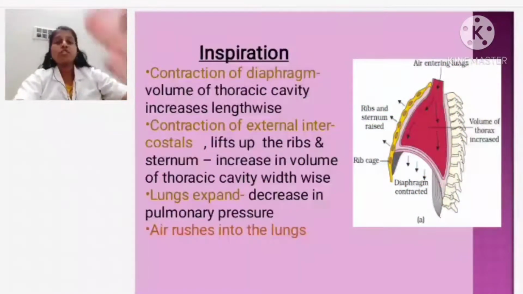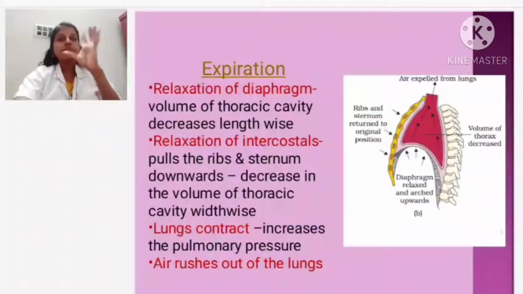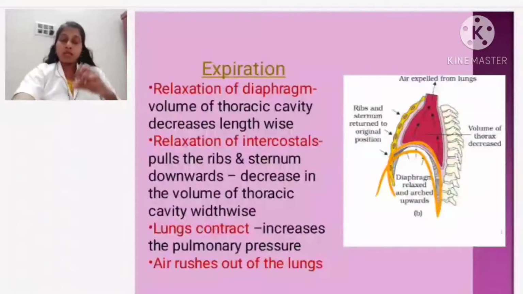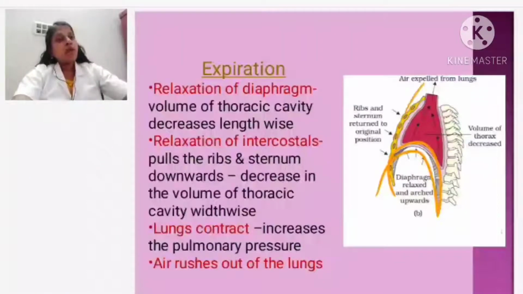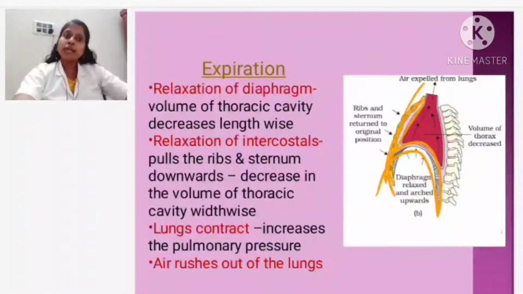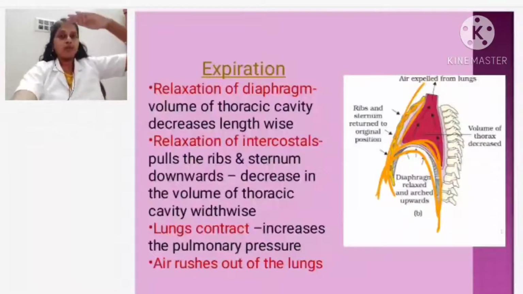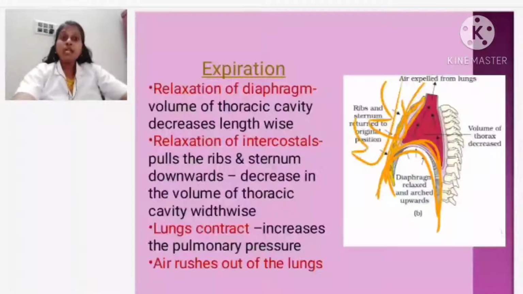So what is expiration? The opposite will happen. The diaphragm will relax and come back to its original dome shape. Muscles are relaxing. The abdominal muscle is relaxing. Contraction is over, now they are relaxing. The external intercostal muscle also will relax, so the ribs will move inward and downward. The diaphragm will be moving upward.